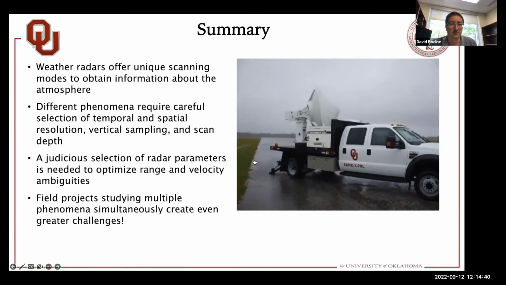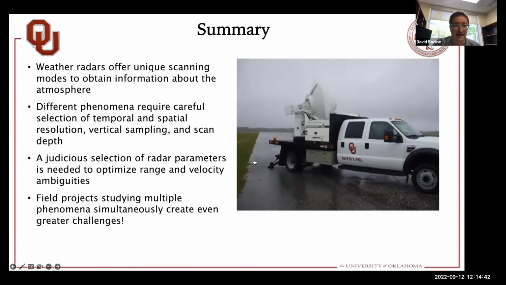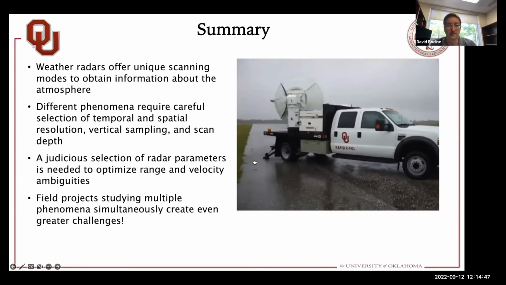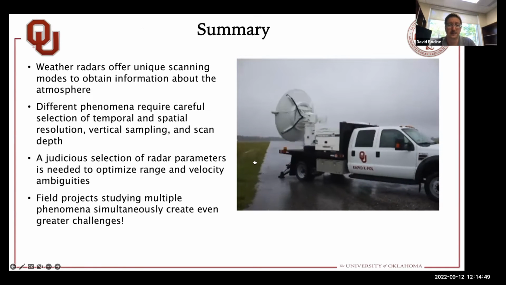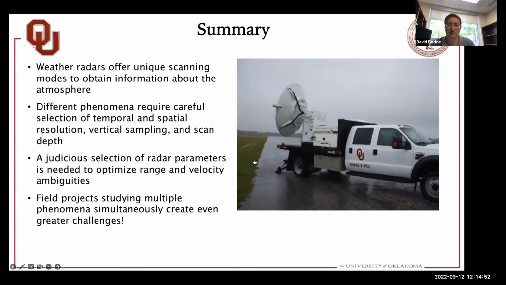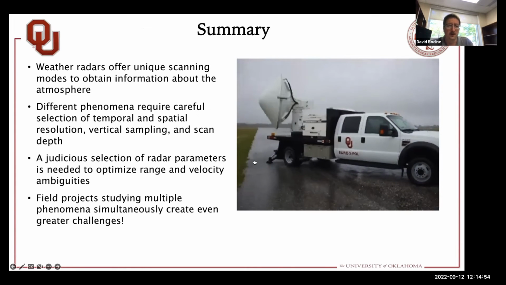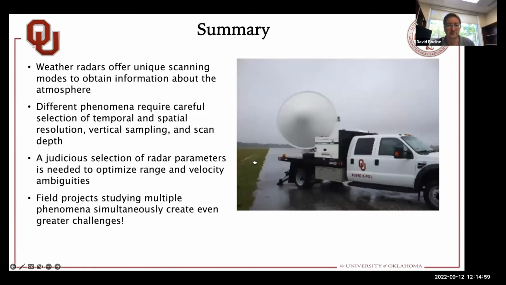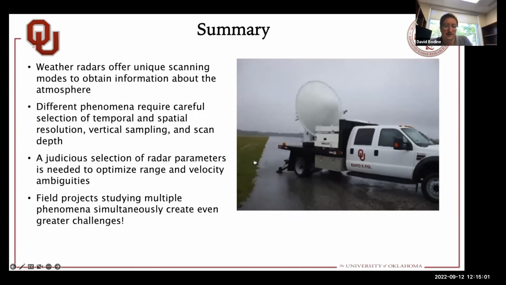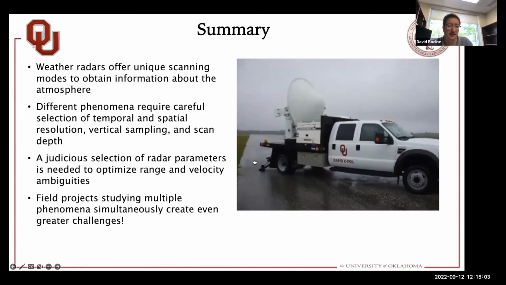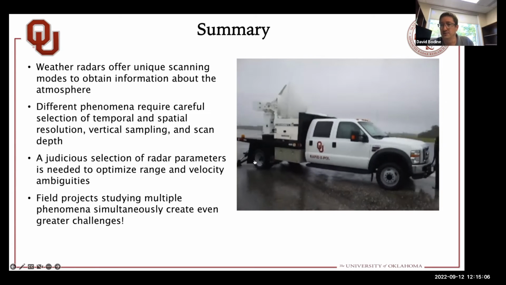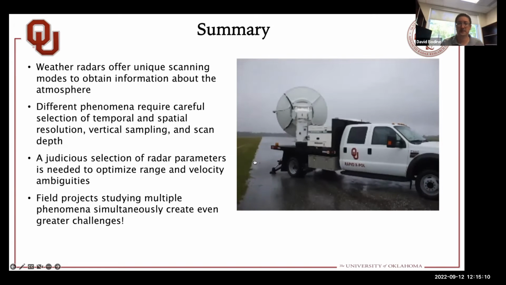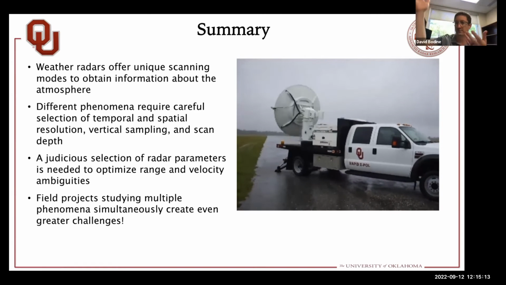So in summary, weather radars give you a wide range of unique scanning modes to get information about the atmosphere. Different phenomena require selection of the temporal and spatial resolution, vertical sampling, and scan depth. You have to very carefully choose the different radar parameters to optimize this range velocity performance. This can often be challenging because a lot of times we want to see many different phenomena simultaneously. So we might want to get a lot of detail about the sea breeze and also the thunderstorm that's forming, or that is formed off the sea breeze.